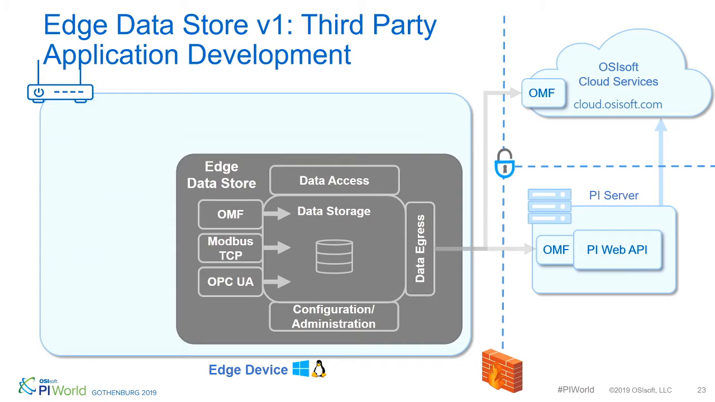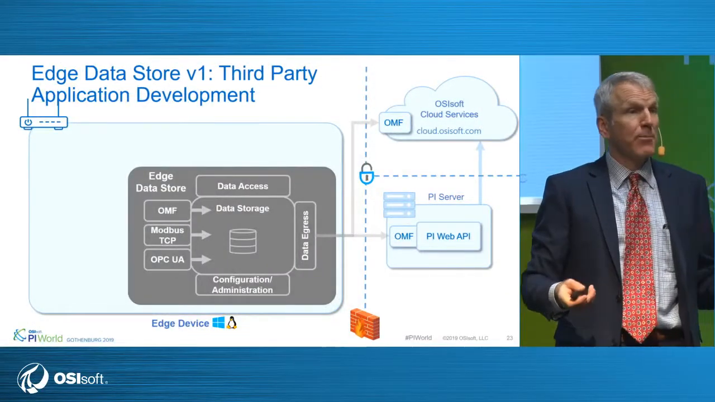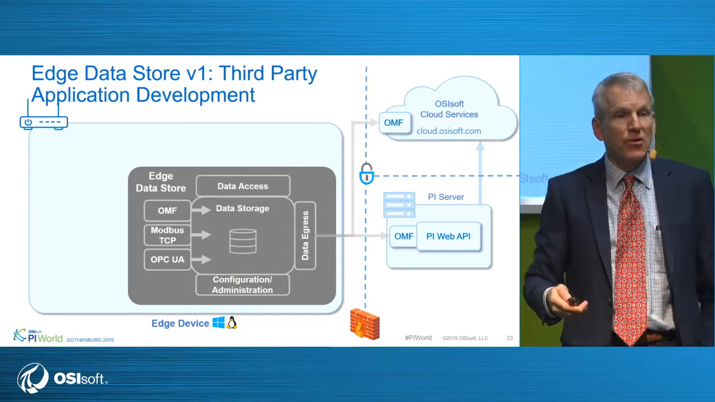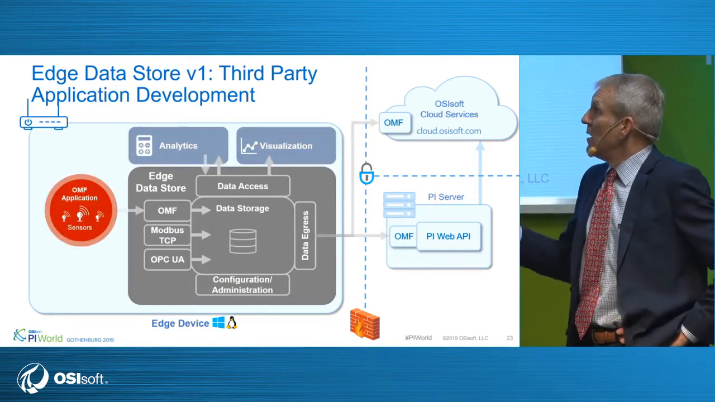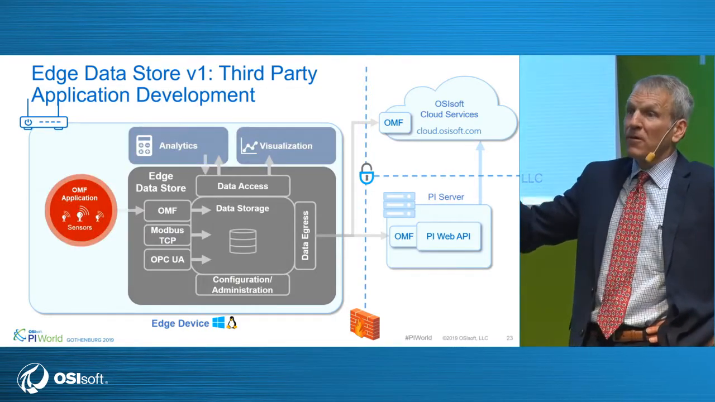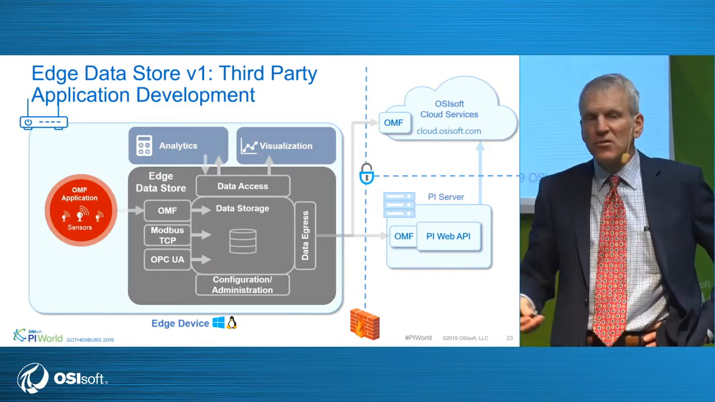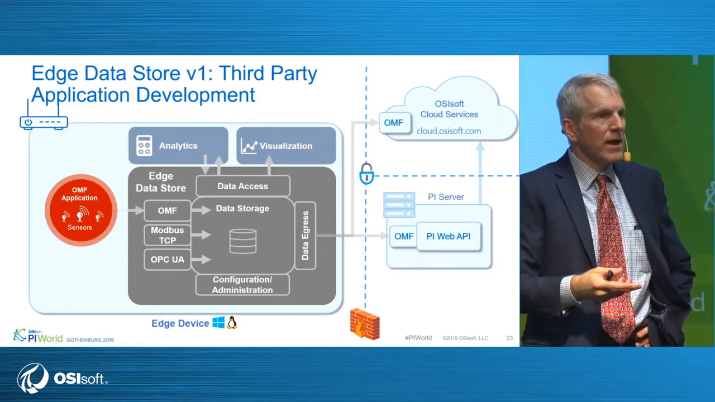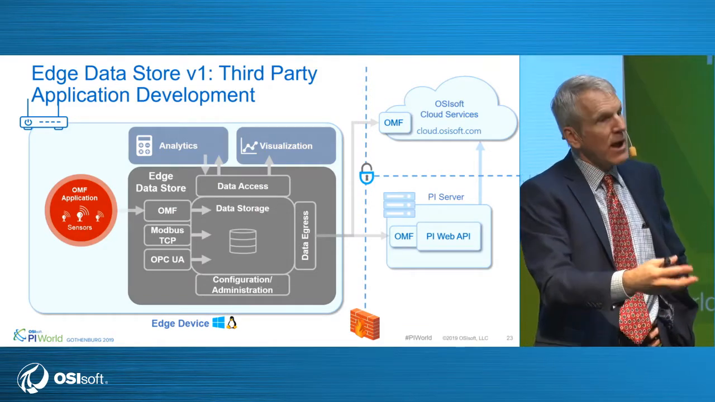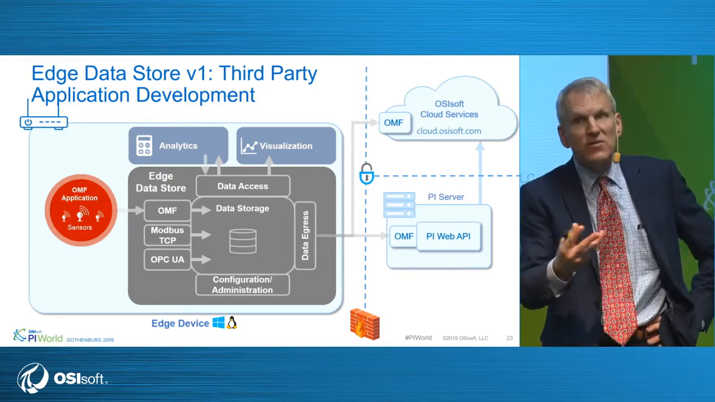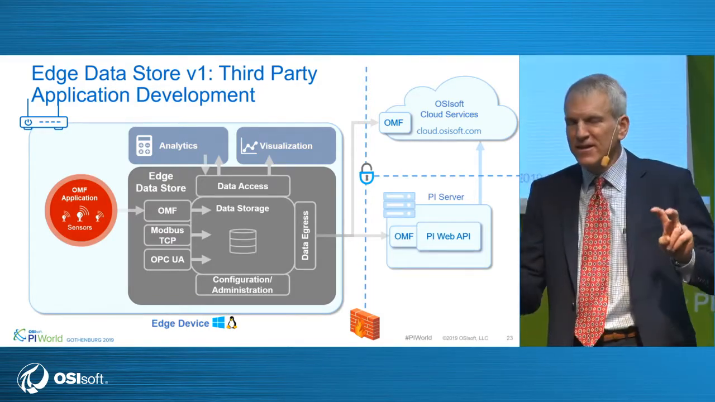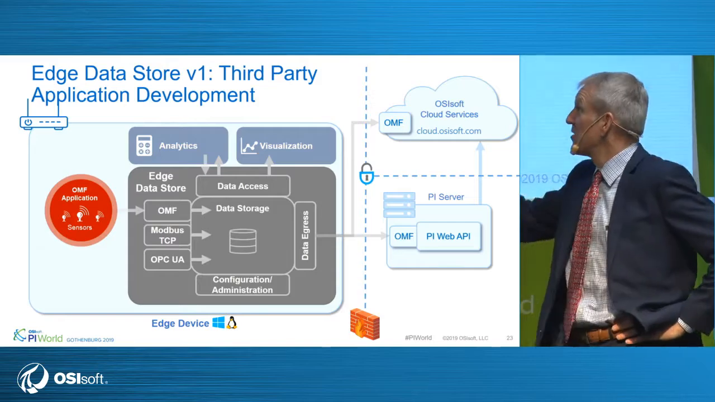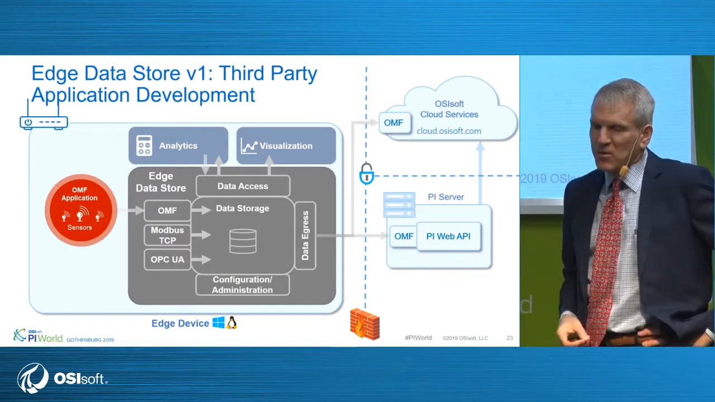If you have a little bit bigger device, I played a little bit cutesy with the size of that box. A little bit bigger gateway, maybe I have overhead to run applications, to run an OMF application or to run visualization or analytics. So this is where I have the ability for others to build analytics, to build visualization, to build OMF applications. So if Modbus Ethernet or OPC UA aren't your data sources, you have the ability through OMF to easily develop an application. I say easily in relative terms, to get that into your Edge Data Store and send it up to Pi.